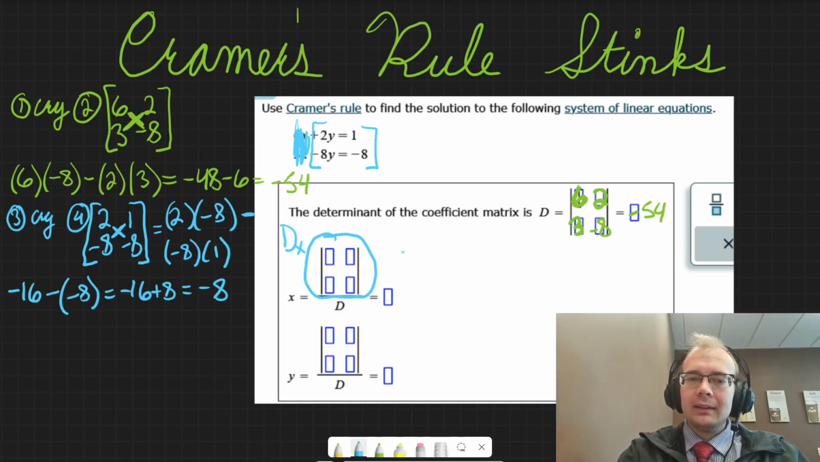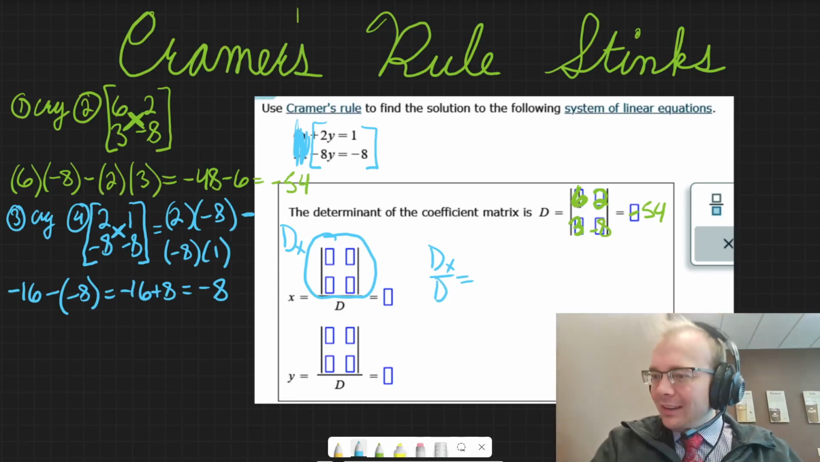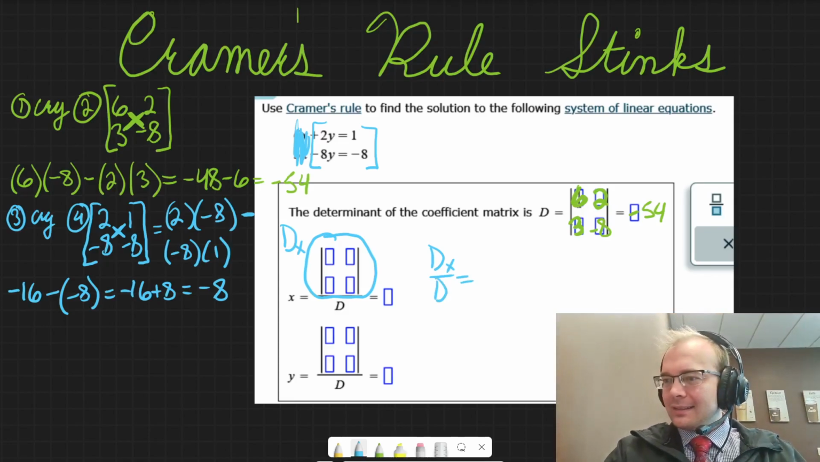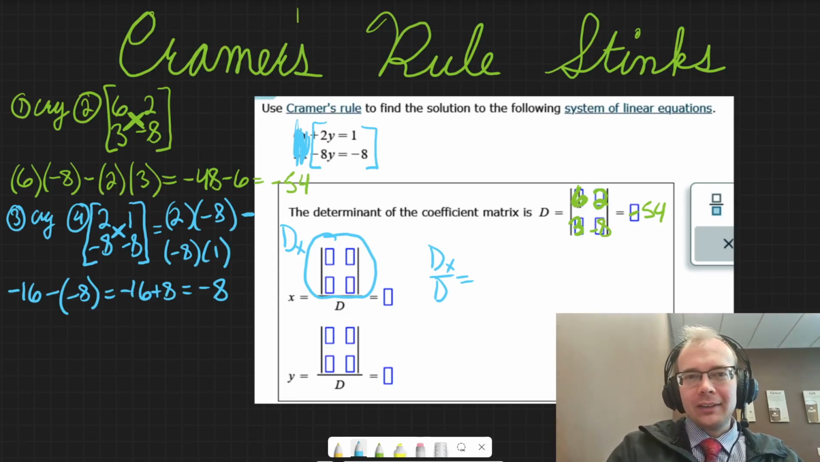In order to find x, you have to divide the determinant of x by the determinant, which is why this method is so convoluted. This method is determinants. It's ants that are determined. Okay, I have a list of words that sound like determinant over here because, dad jokes.